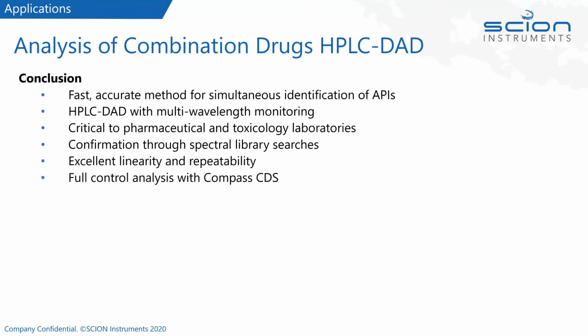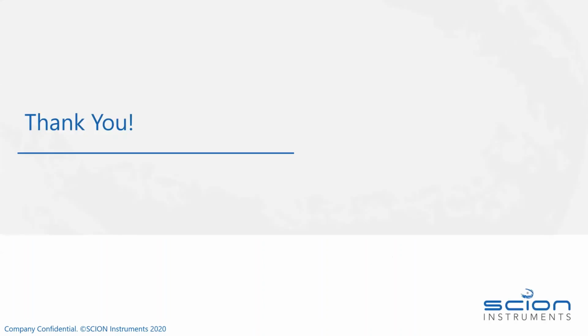So just to give a brief overview, we developed a fast and accurate method for the simultaneous determination of APIs using the HPLC diode array with wavelength monitoring. This is a critical application to pharmaceutical and toxicology labs, and we had extra confirmation through spectral library searches. We demonstrated excellent linearity and repeatability for both compounds, and full control was done via Compass CDS. That is my presentation.